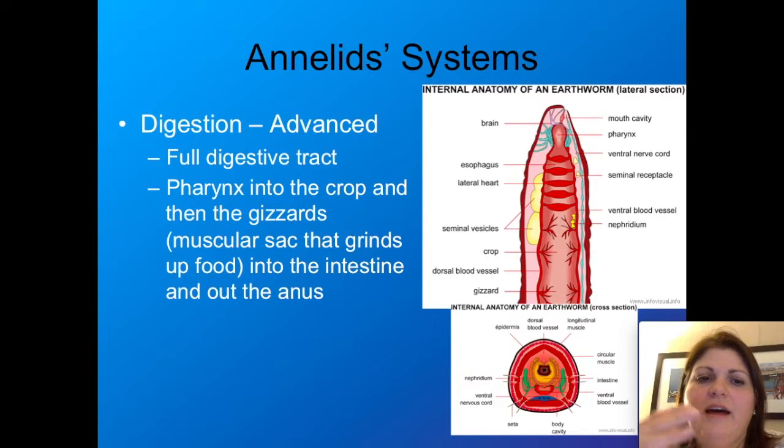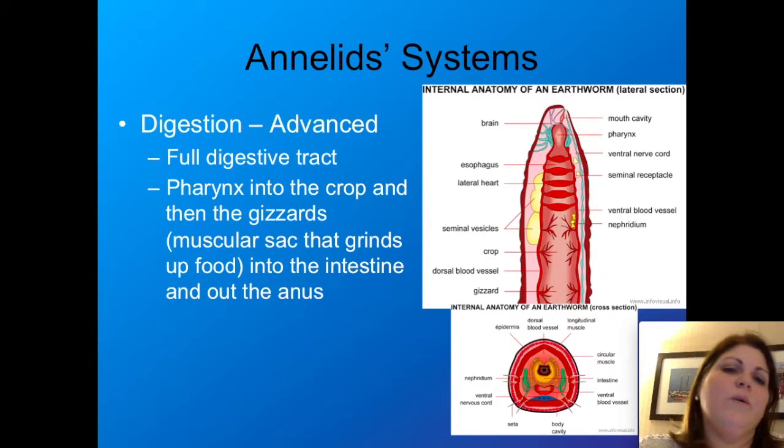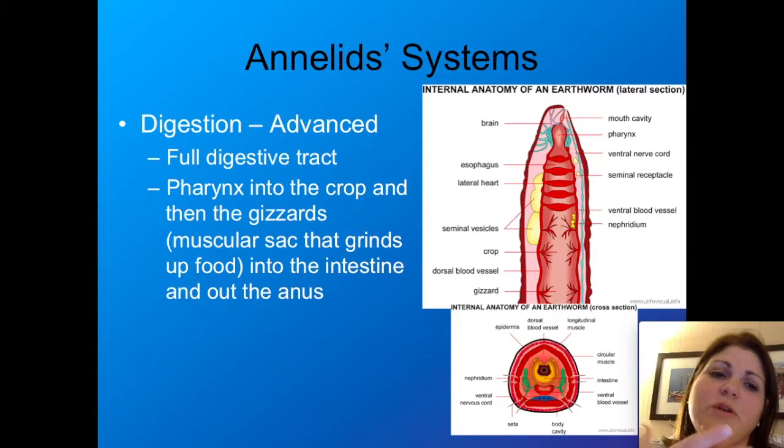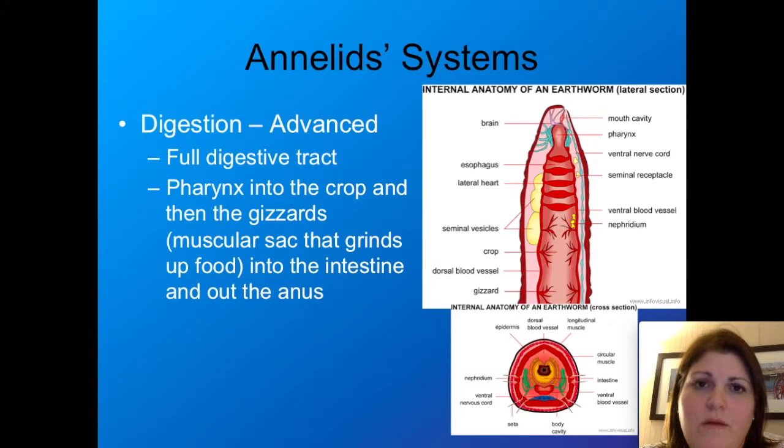The gizzard is a muscular sac, much like our stomach. And in addition to having muscles, there are stone-like structures in there. And as it goes like this, it helps churn up the soil and extract any nutrients that could be found in the soil, such as microorganisms. The food then passes through the intestines where the nutrients are absorbed and then, of course, out through the anus.